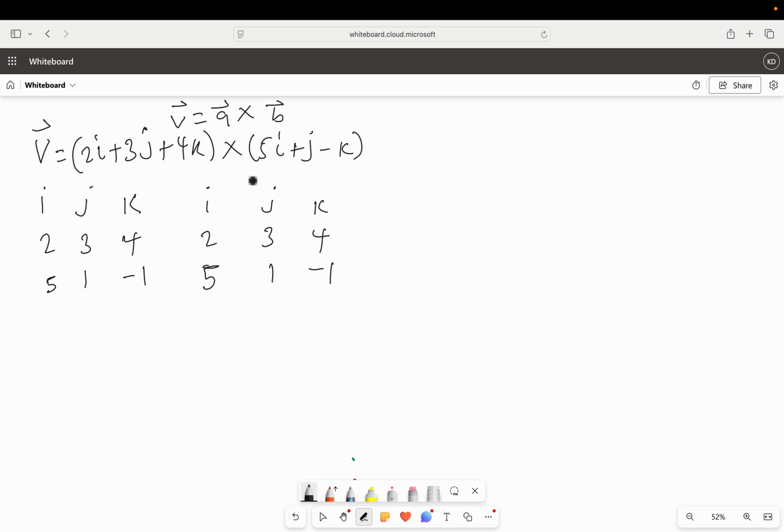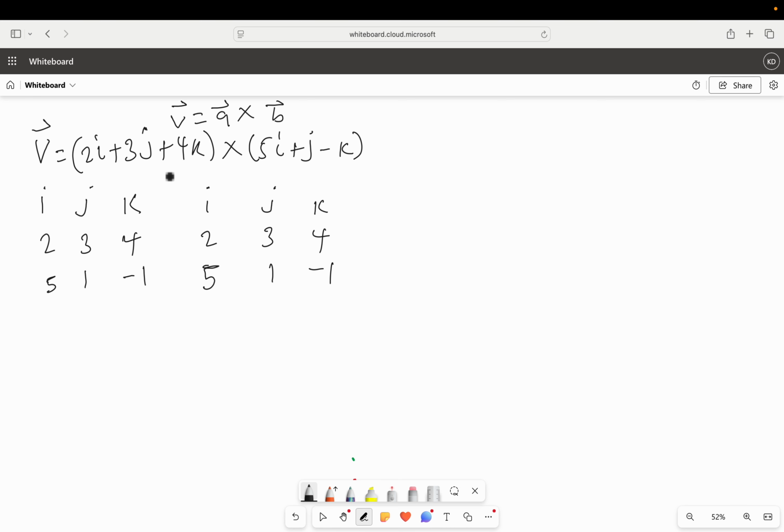In this video, we are going to see a unique method for finding the cross product of two vectors a and b. So a is defined as 2i plus 3j plus 4k, and b is defined as 5i plus j minus k. So the first thing you do is to write the unit vectors i, j, k twice, and under each part you write the coefficients of the unit vectors in each vector.